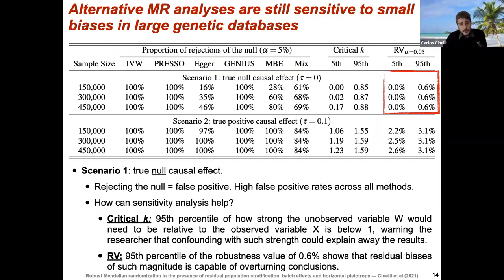And the same thing for the robustness value. So here, if you look at the 95th percentile of the robustness value, it would always be below 0.6%, showing that residual biases with such magnitude would be capable of overturning the conclusions.